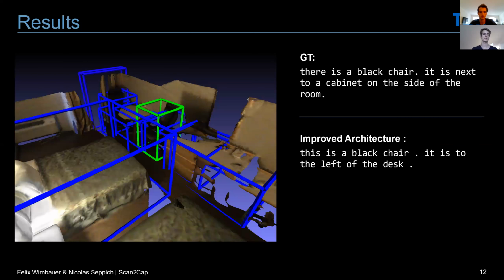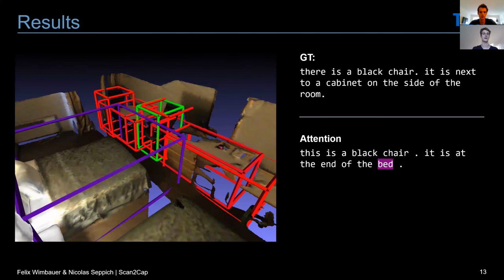Our improved architecture now takes into account the objects within those blue bounding boxes, and it says this is a black chair. It is to the left of the desk. So a little more specific, but the best caption is predicted by our attention model, and it says this is a black chair. It is at the end of the bed. So very context specific, and also for the bed token, we can clearly see the attention focus on the actual bed object. This attention mechanism can be observed in many examples.